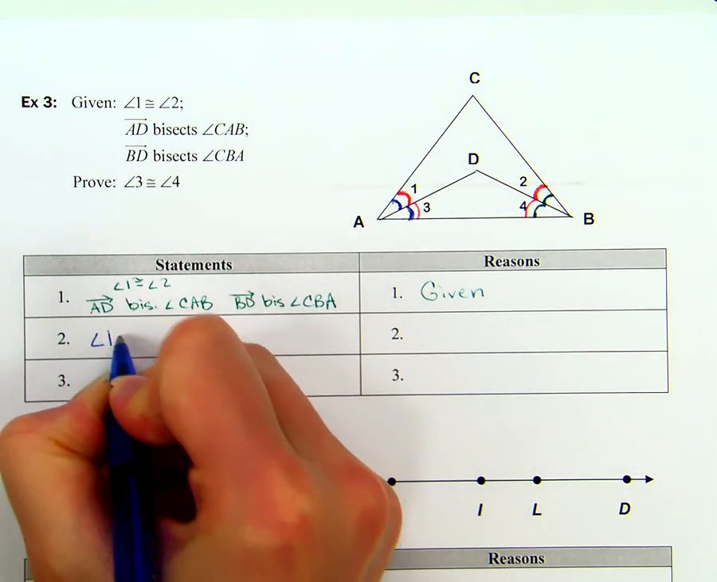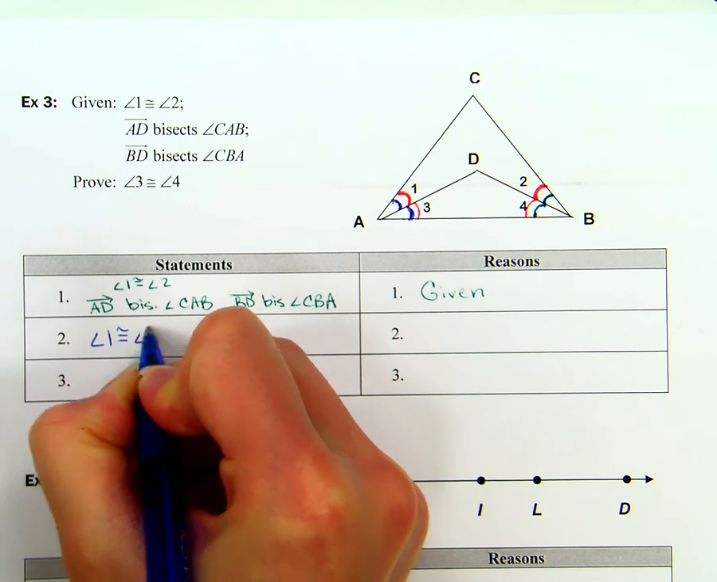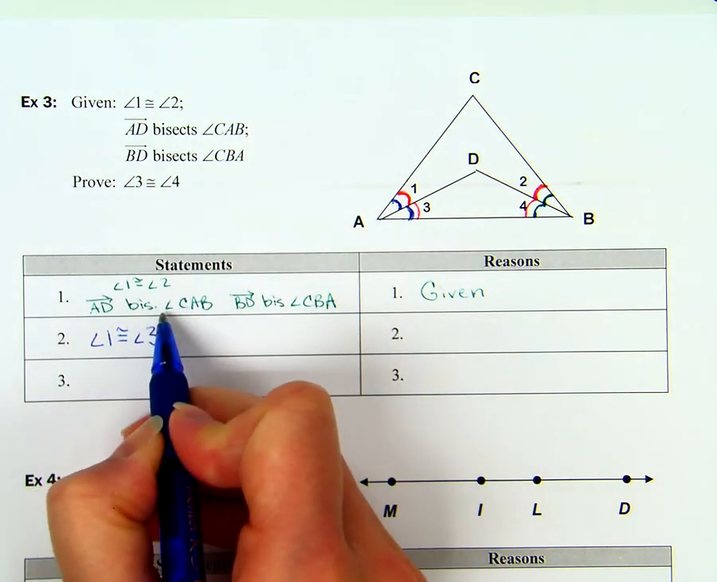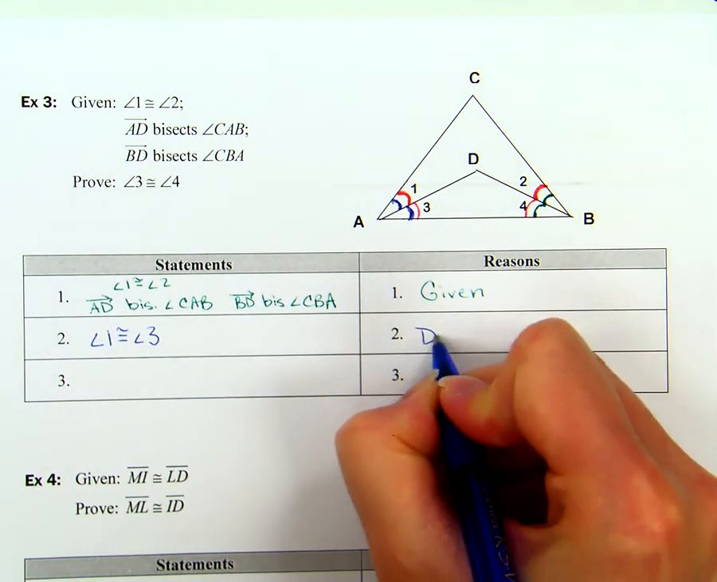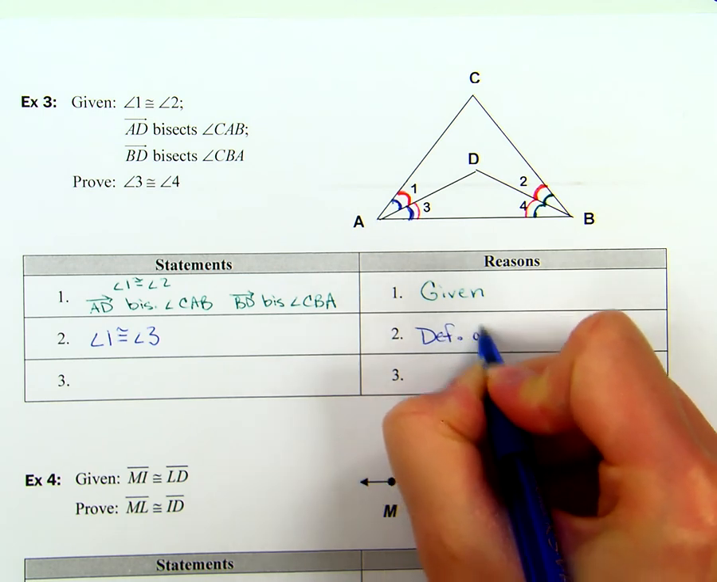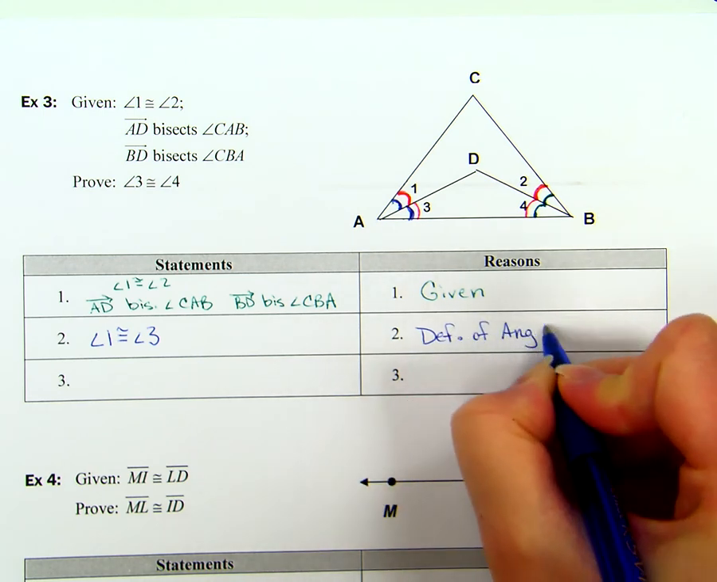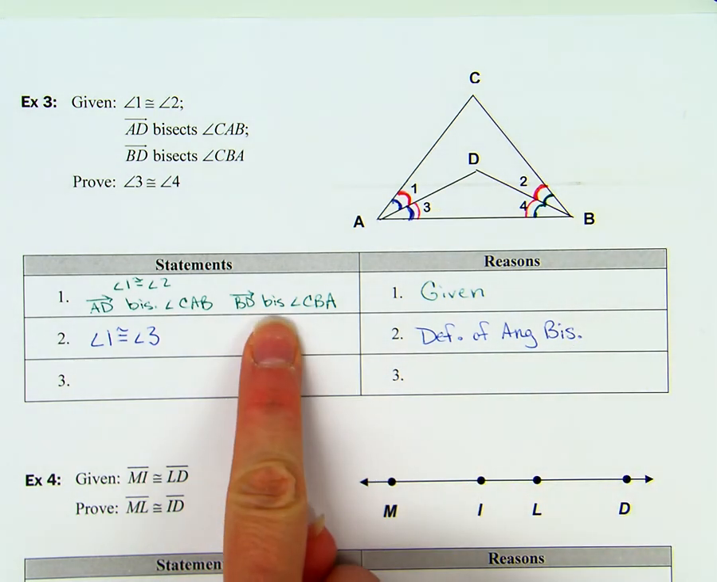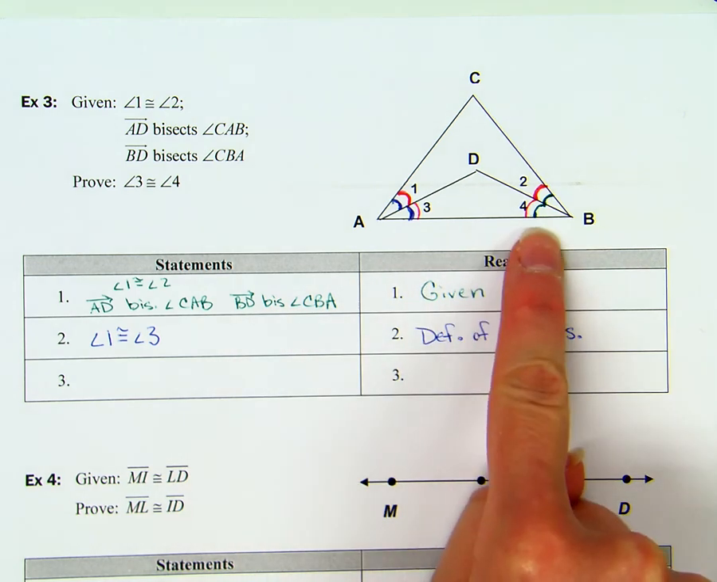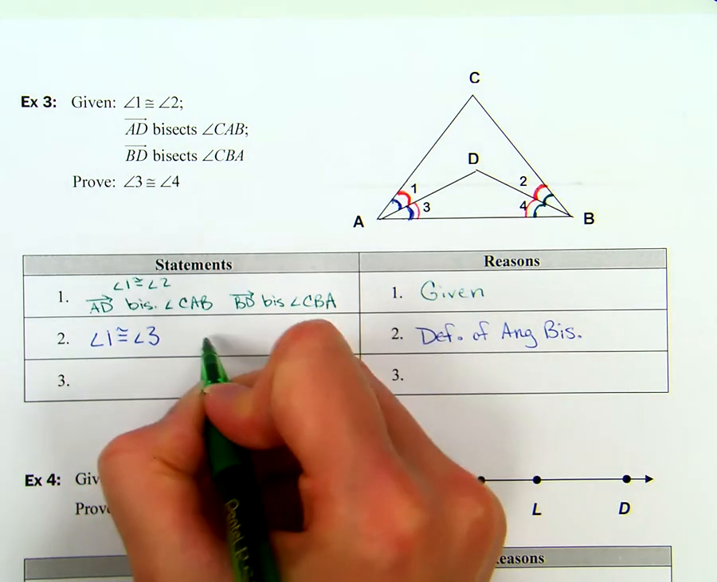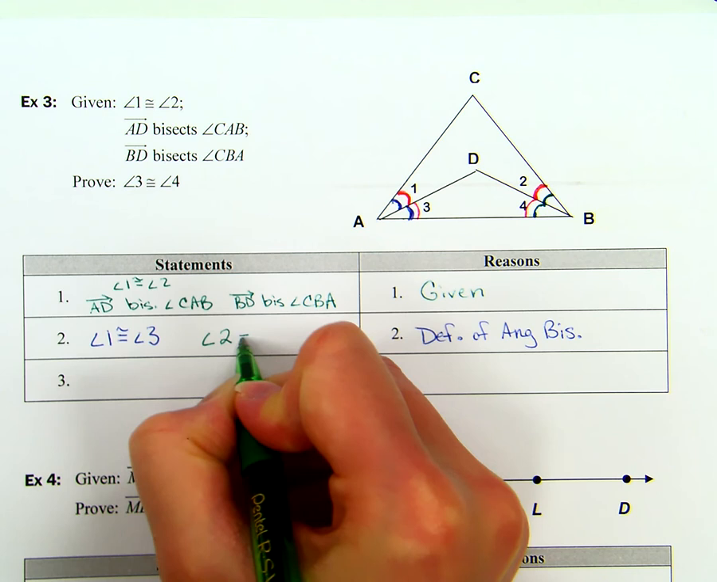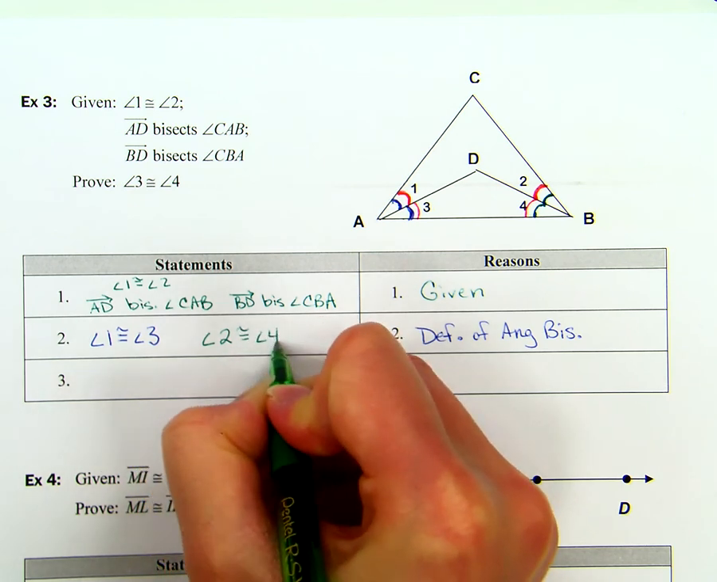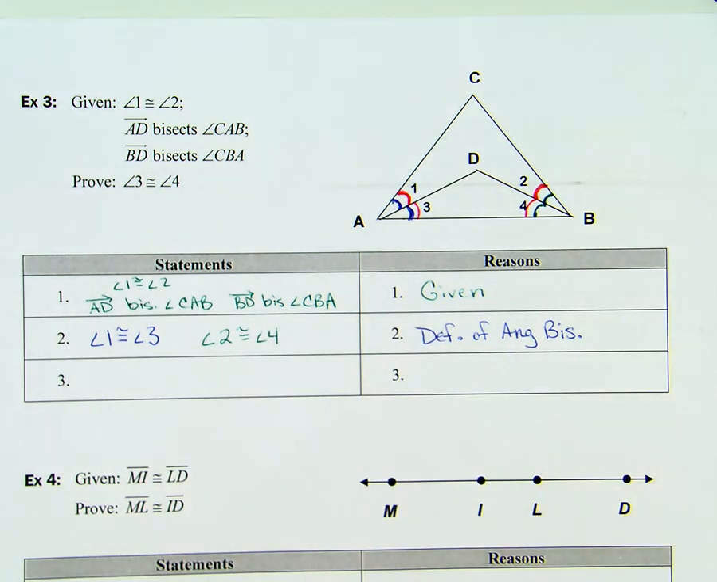We said 1 and 3 were congruent. And we knew that because we had a bisector. So we can use the definition of an angle bisector to make that conclusion. We use the same rule to get 2 and 4 to be the same. We had another angle bisector on the opposite side of our equation, so 2 and 4 should be congruent.